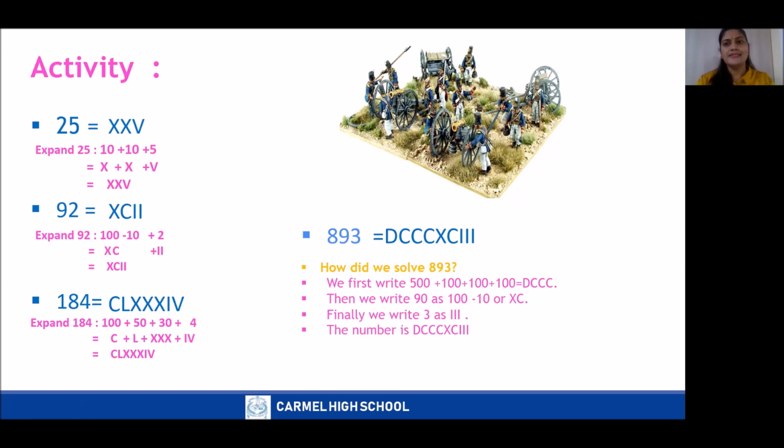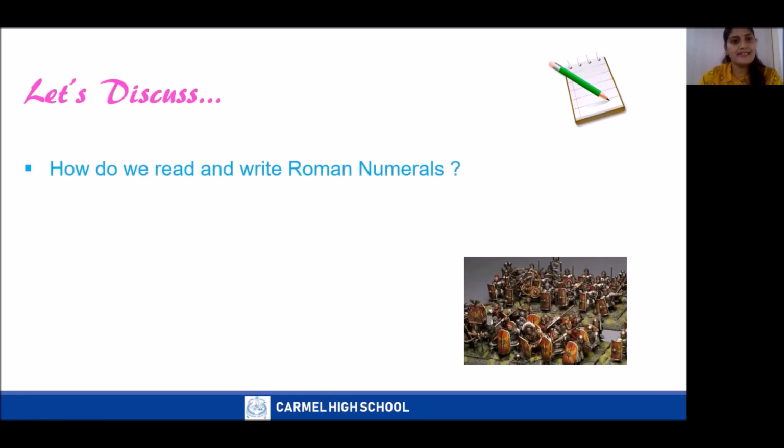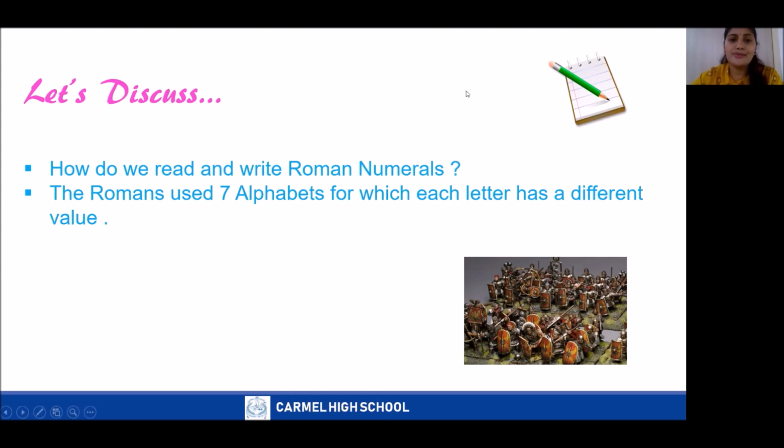Now, let's discuss what we have learnt in today's class. Yes. How do we read and write Roman numerals? How do we read, children? And how do we write using the symbols? Yes. The Romans used 7 alphabets, each letter having a different value. I is equal to 1, V is equal to 5, X is equal to 10, L is equal to 50, C is equal to 100, D is equal to 500, and M is equal to 1000.